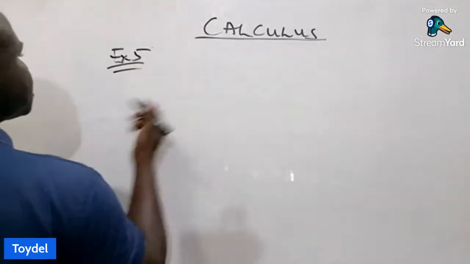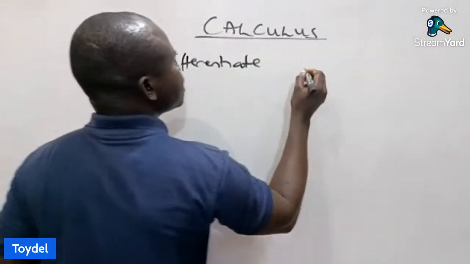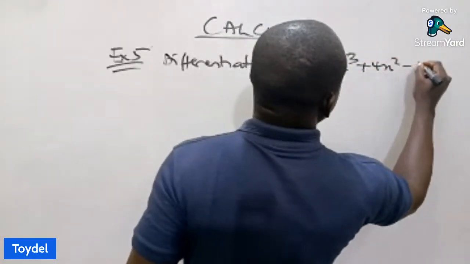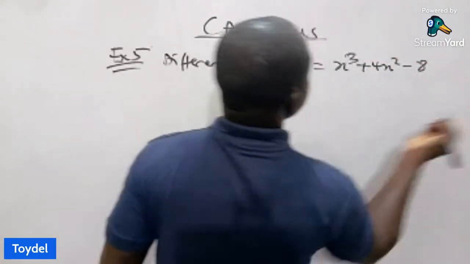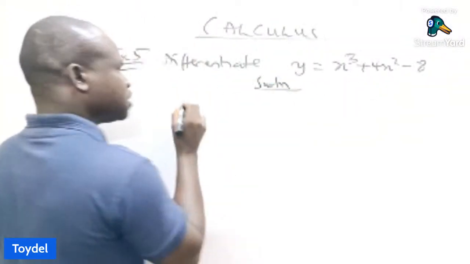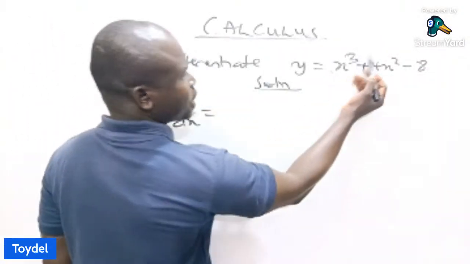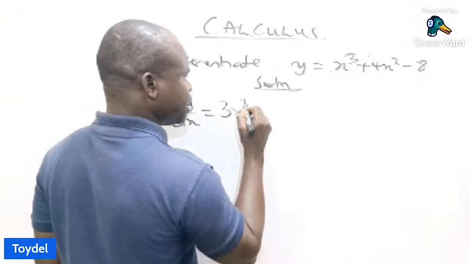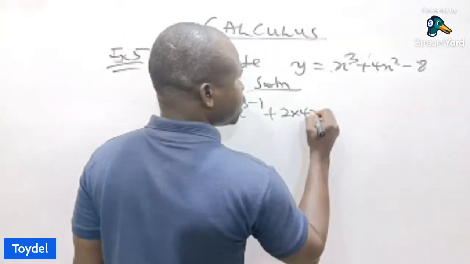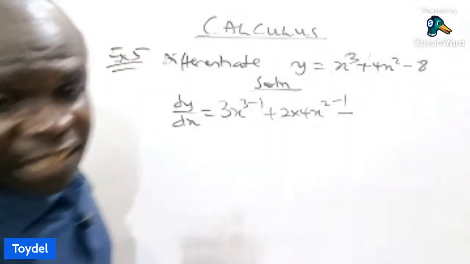For instance, you can be asked to differentiate y is equal to x cubed plus 4x squared minus 8. This is the question. We have to differentiate what you have on the board. How do you differentiate this? Just say dy/dx is equal to, this 3 will come down, you subtract 1 from 3, so you have 3x raised to the power 3 minus 1. Then plus, this 2 will come down and multiply 4, so you have 2 times 4, x raised to the power 2 minus 1, minus, when you have a constant, the differentiation of a constant is 0.